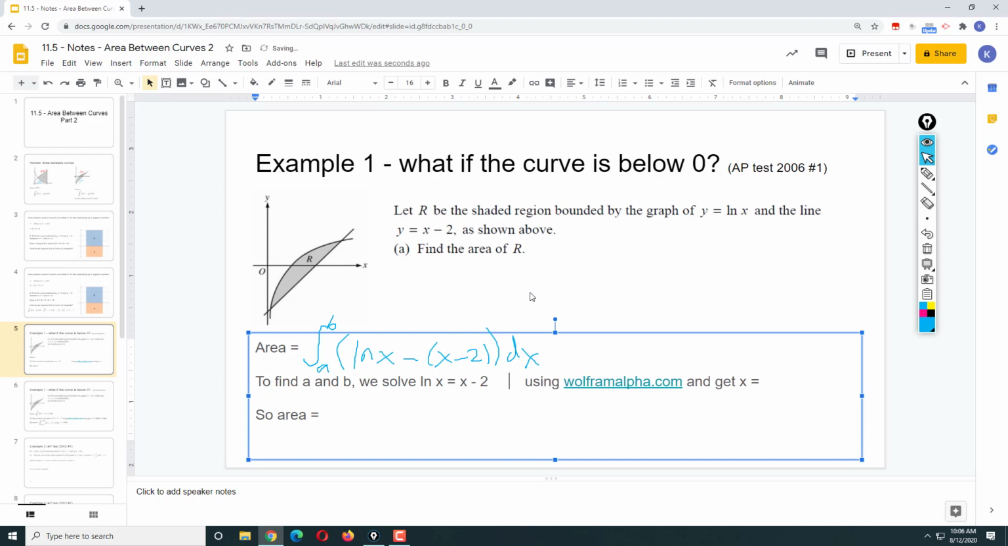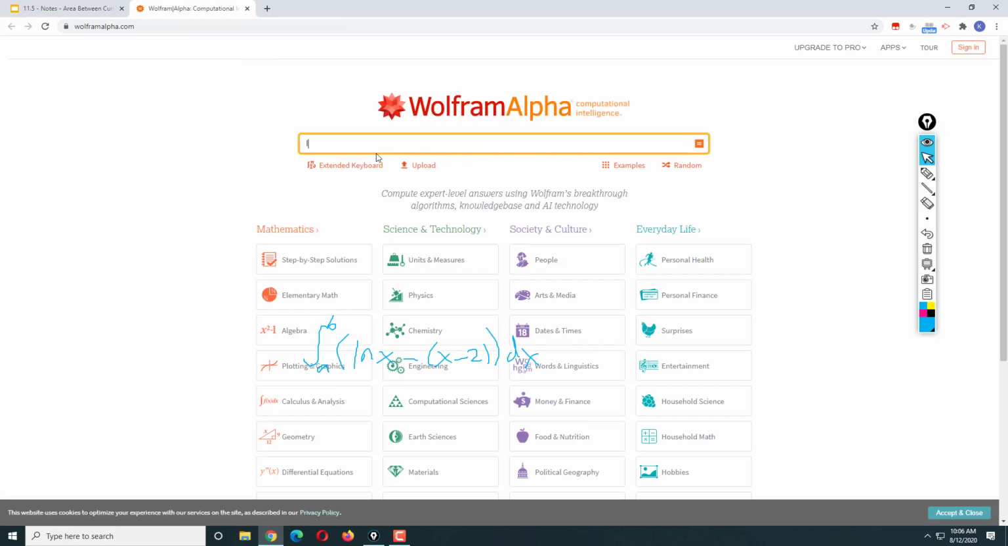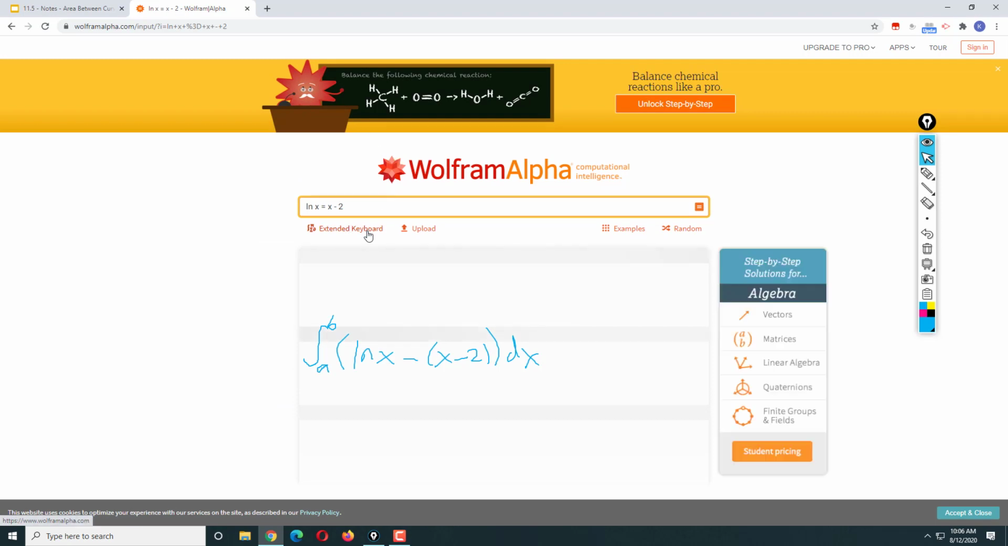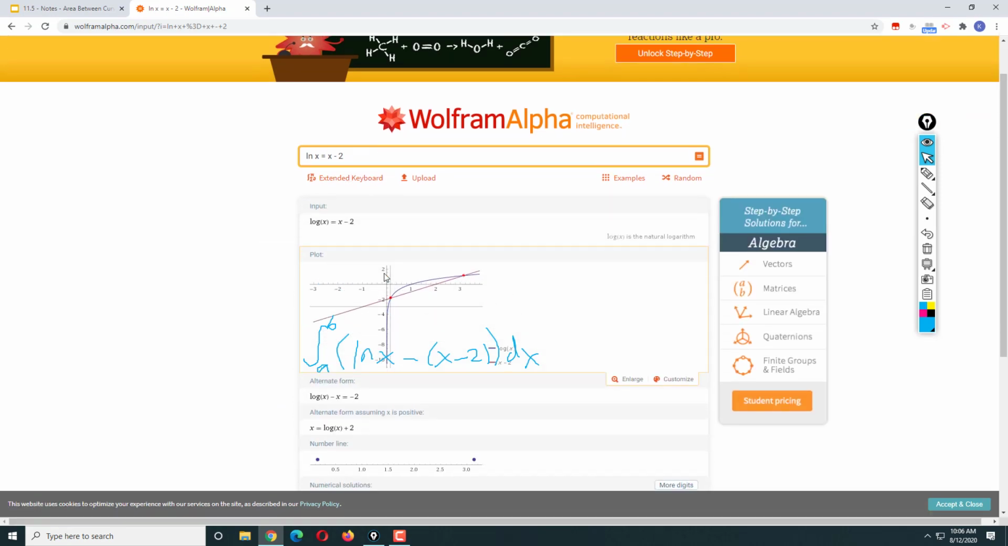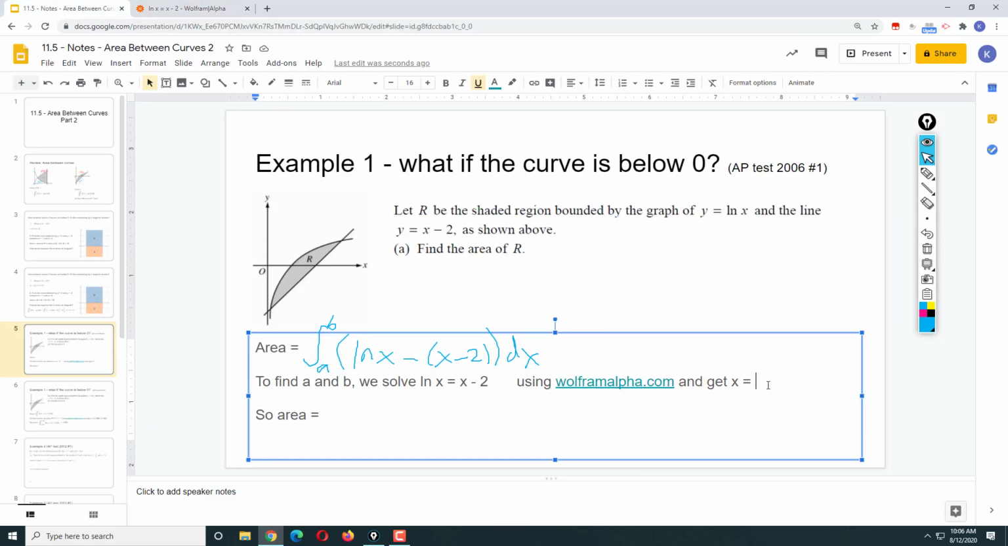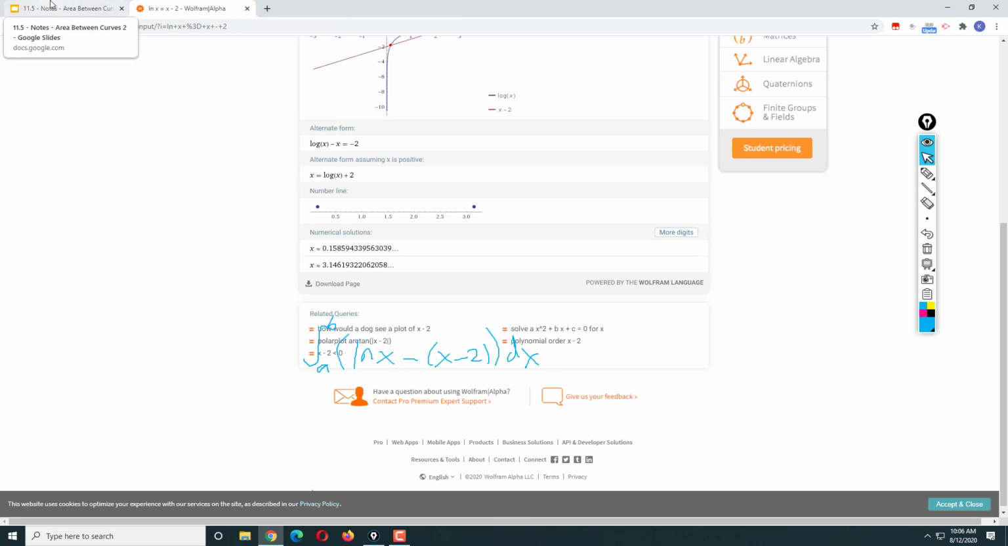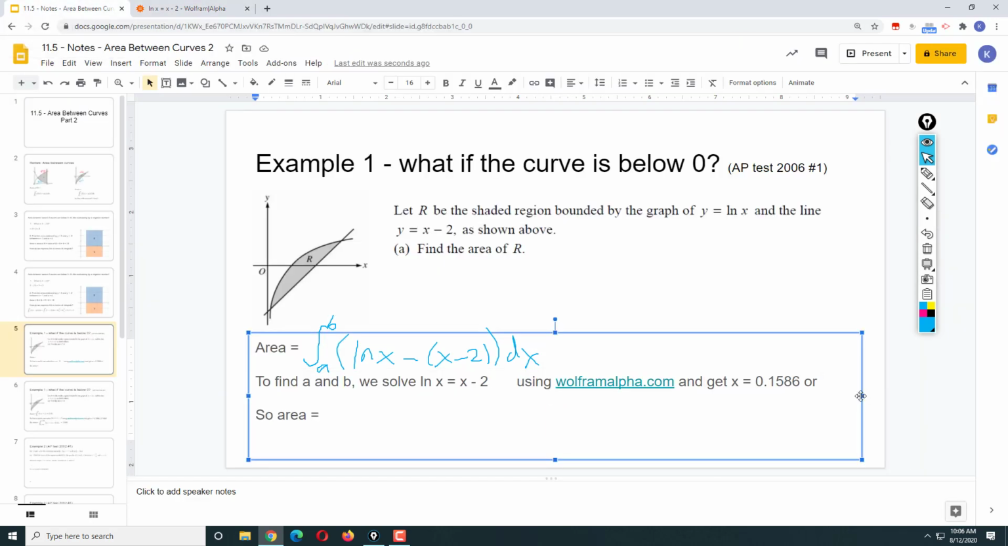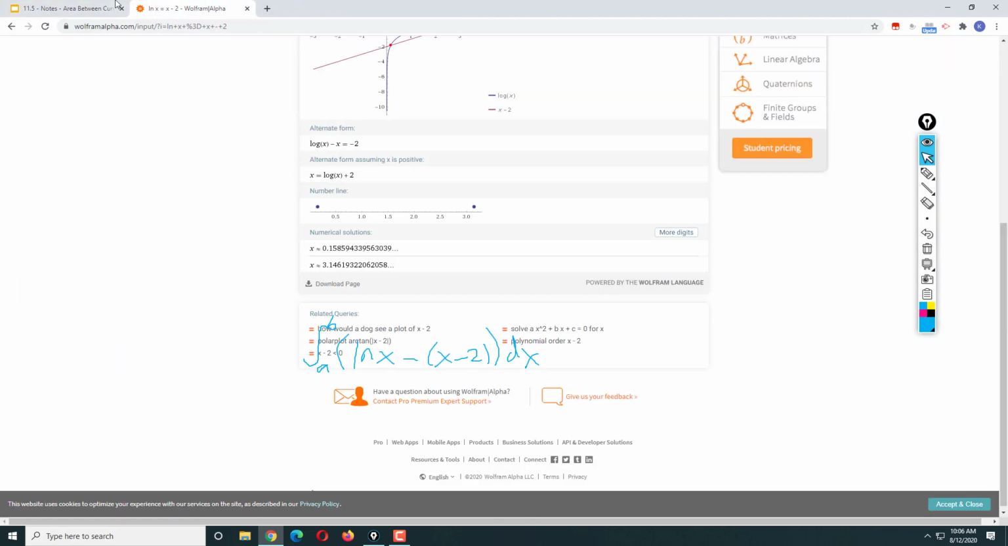So we can just go to Wolfram Alpha, just like our last lesson, and have it solve it for us. ln x equals x minus 2, and we get x equals about 0.1586 or 3.1462. Okay, that's what we got.